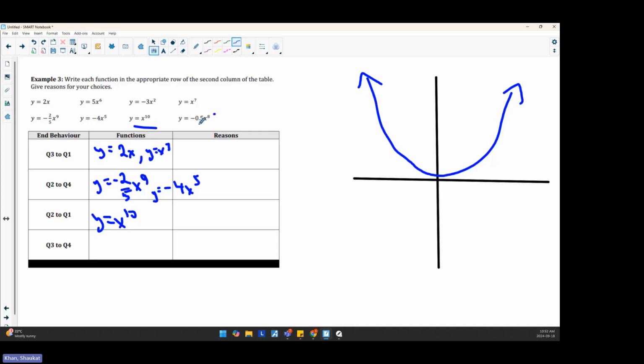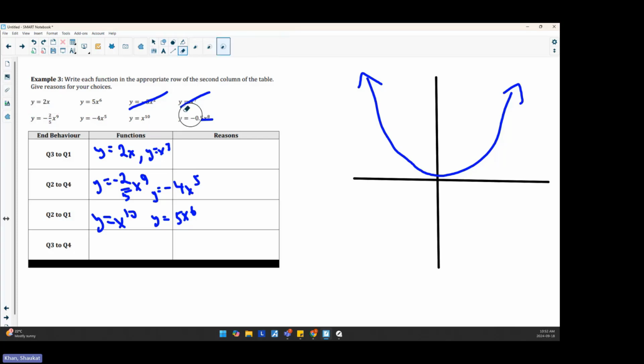We have x to the 8, but remember, there's a negative leading coefficient here. Sorry, what I mean is y equals negative 0.5 x to the 8. It doesn't look like y equals x squared, because it has a negative leading coefficient. And this is also a negative leading coefficient. This is odd. This is odd. So the only one left is 5 times x to the power of 6. All right, so those are the two.